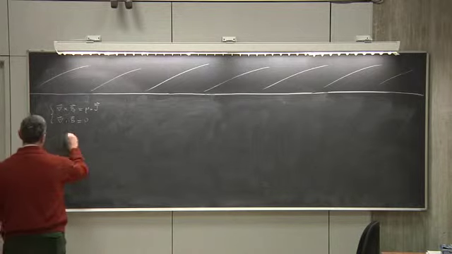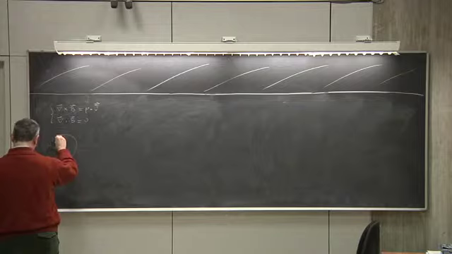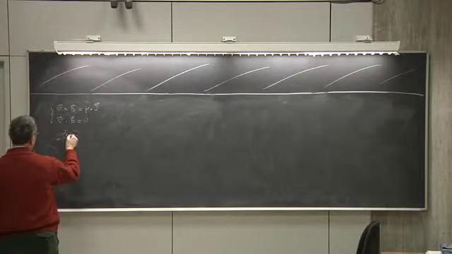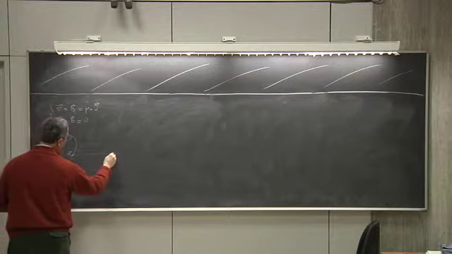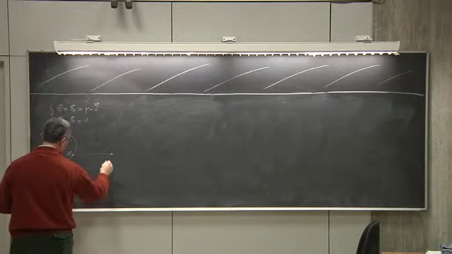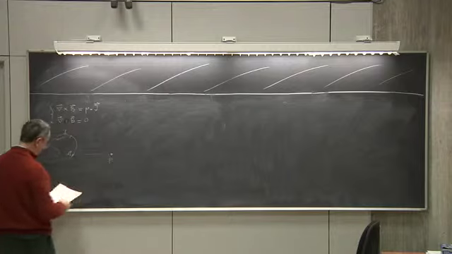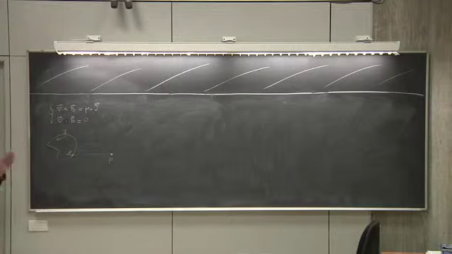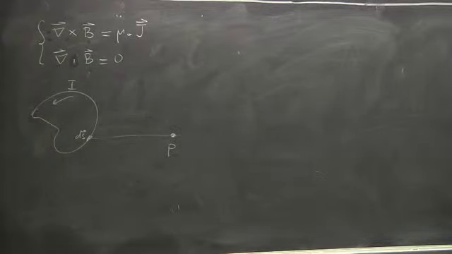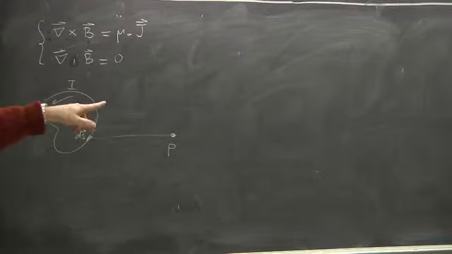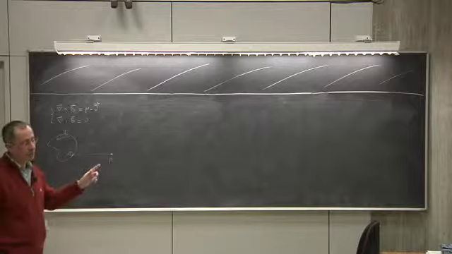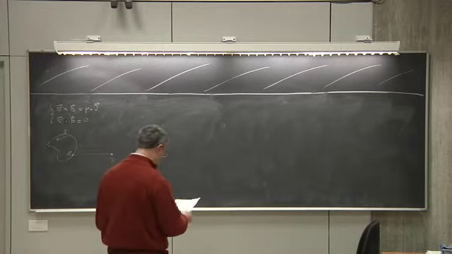So back to the previous problem, we have our nice loop in which a current I runs, right? If we take a small section of this loop and we go to a point P here, what is the magnetic field there? Well, we already solved this problem using the Biot-Savart law, but now we can solve it by using the general solution of the Poisson equation for the vector potential.